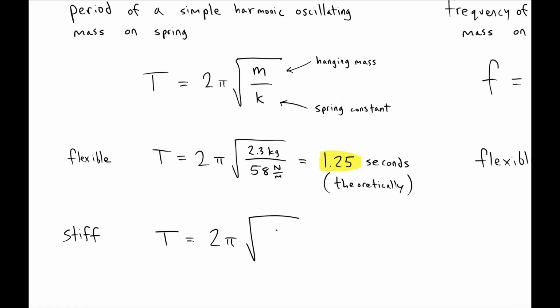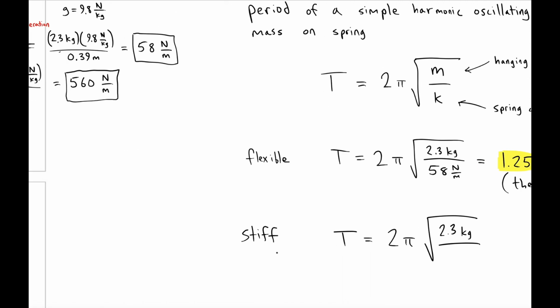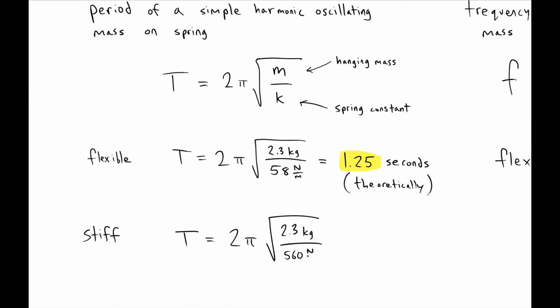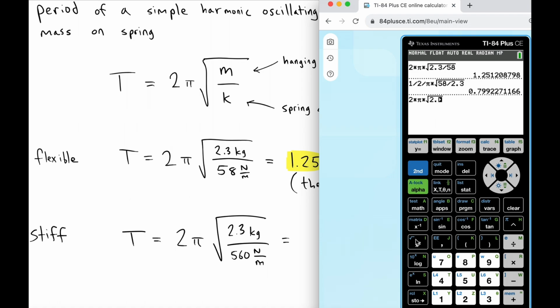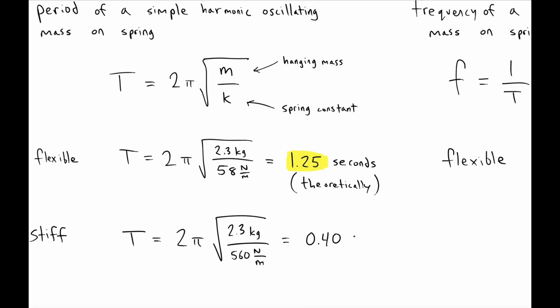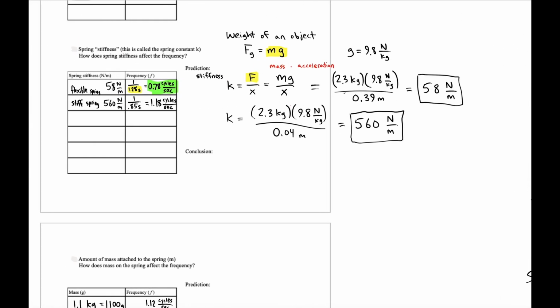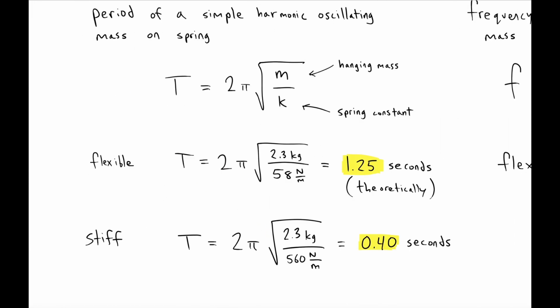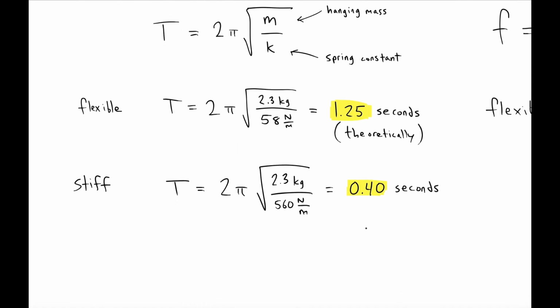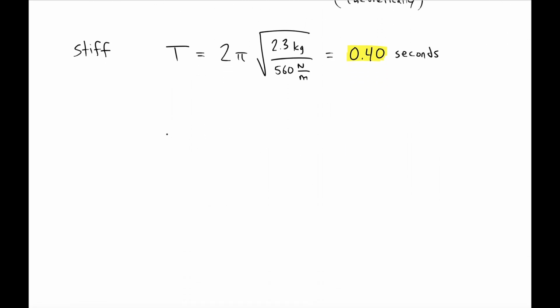So plug in the 560 newtons per meter, which, like I said, is probably a bit of an overestimate. We get that the period theoretically should be 0.40. And that is quite a bit below what we had found in reality. The reality was the stiff spring had a 0.85 second period, not 0.40.